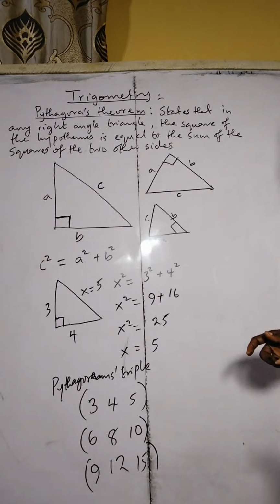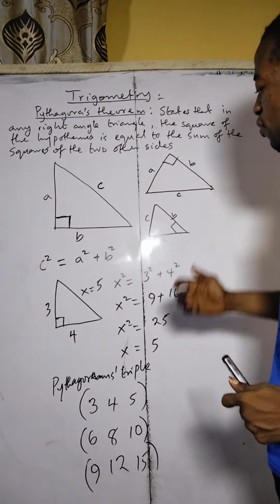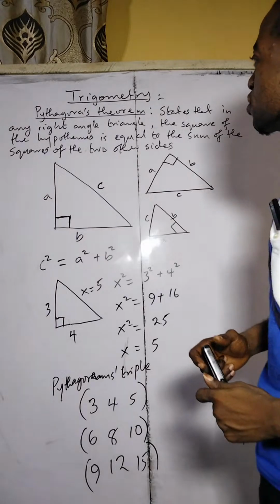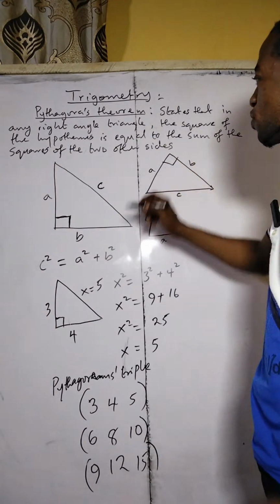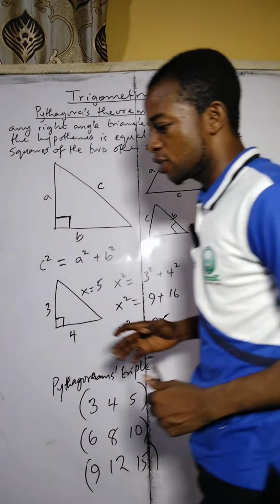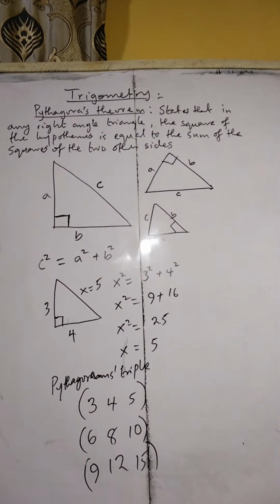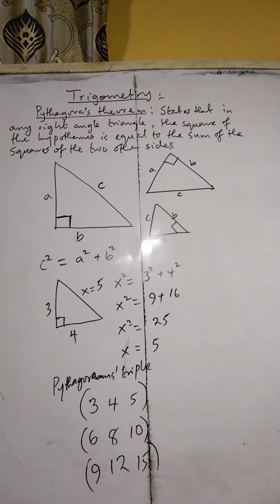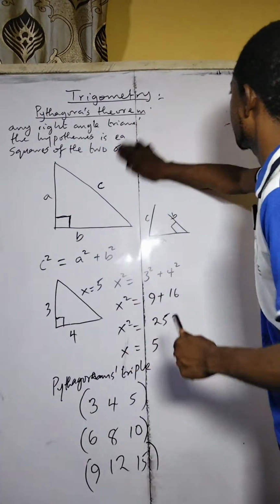Now, any of the sides might be missing, and you can find it using the theorem. In any right angle triangle, the square of the hypotenuse is equal to the sum of the squares of the two other sides. So that's Pythagoras theorem. Now let's look at the basic trig ratios that we have.